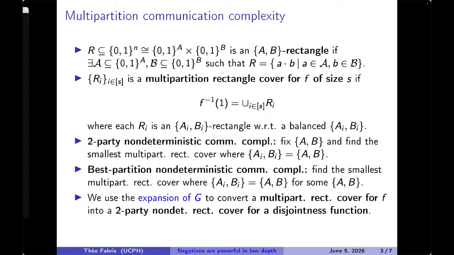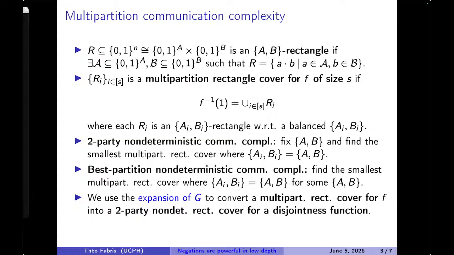Our idea is to find a way to use the structure of the function, since, as I defined before, this function F is very related to an expander graph. Then we're going to use the structure of the function to reduce the problem of proving a lower bound for the multi-partition rectangle cover to the problem of proving a lower bound for two-party non-deterministic communication complexity, which is a well-studied object since many, many years ago. So now I'm going to focus on this part, but if you have any questions about the setup, you can ask now.